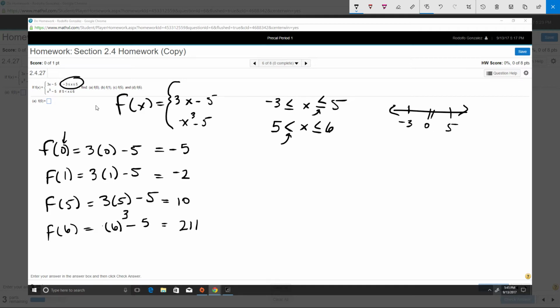So whenever you see that they're asking you f of 0, f of 1, f of 5, f of 6, with piecewise functions, you need to first figure out which domain your x value falls into, and from there you choose which function to use, okay? Cool. And that should pretty much be it. So yeah, I'll make another example of graphing this stuff in the next video, okay?